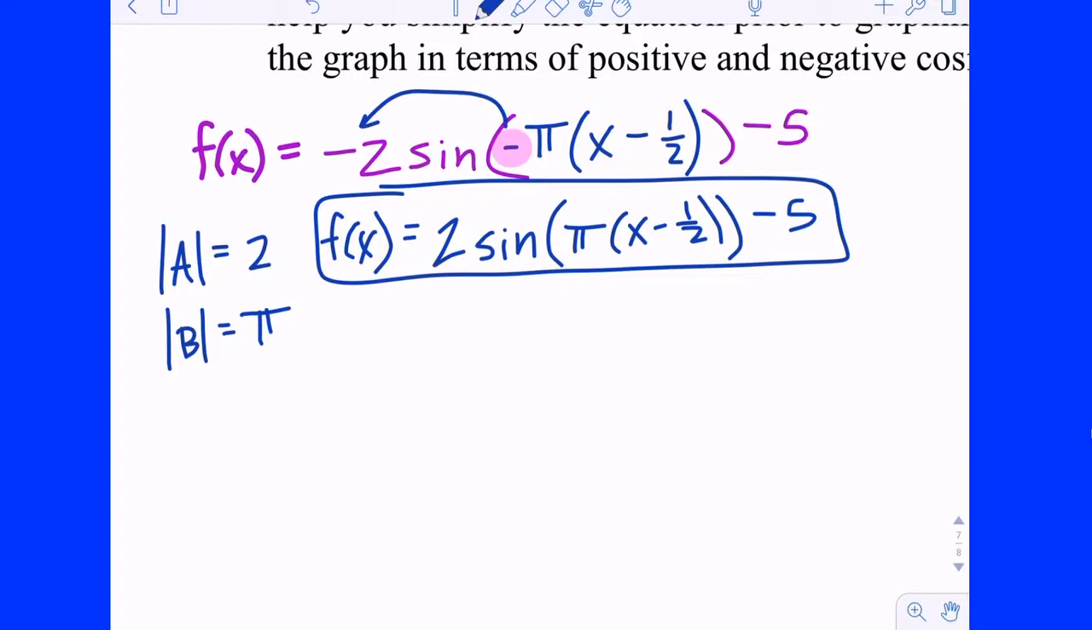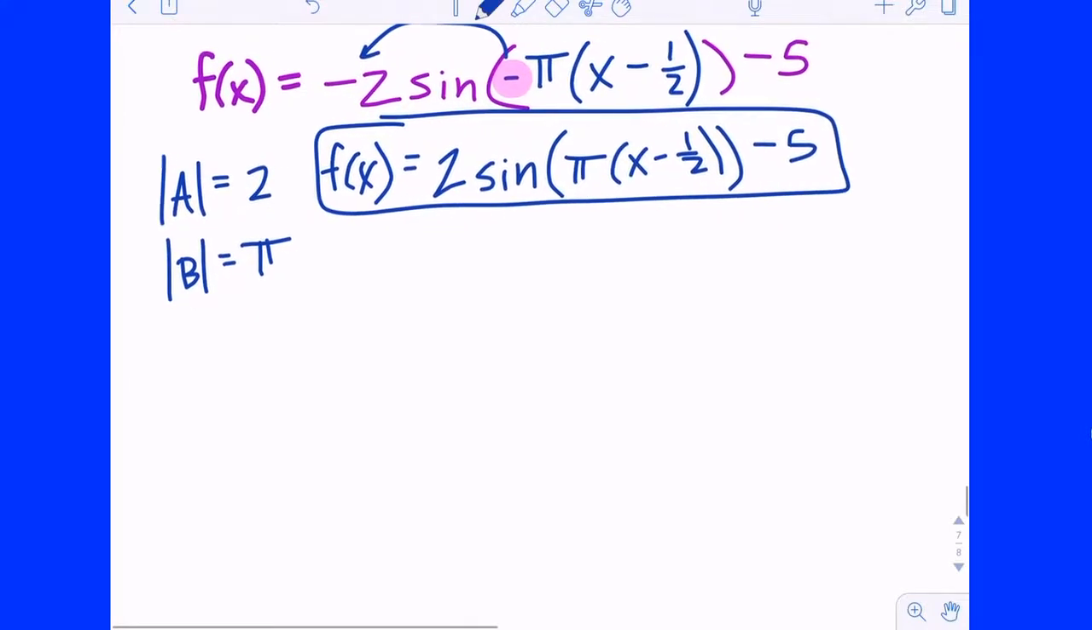Question. Had a hand raised. On cosine, if A was negative and B was negative, would A still be positive? On a cosine function, if A were negative and B were negative, you would get rid of the negative b value. You would just get rid of it. A would stay negative. It does not change the sign. It doesn't affect A at all. Okay? All right, so let's proceed now.